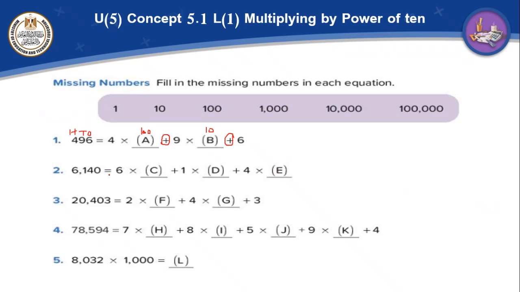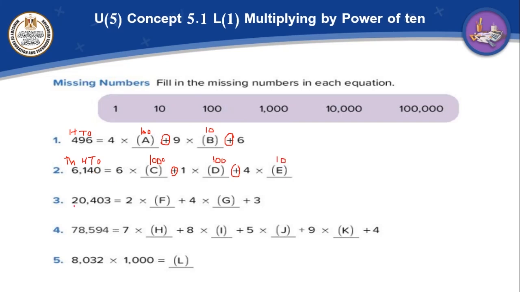Another example, number 2. 6,140. Okay. This is a whole number. It doesn't contain any decimal. 6 by what here? 1s, 10s, 100s, and 1,000s. And what? 1,000. So a 6 by 1,000, if C equals 1,000. Plus, also this expanded form. 1 by 100, so 1 by D, which equals 100. Plus 4 tens, so 4 by 10, so E equals 10.